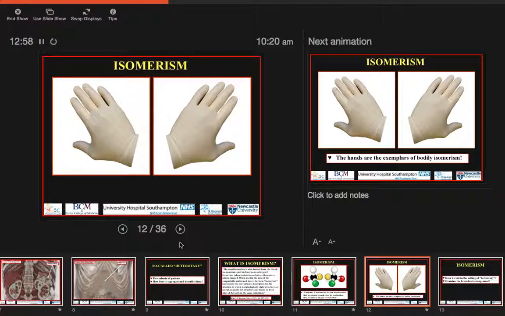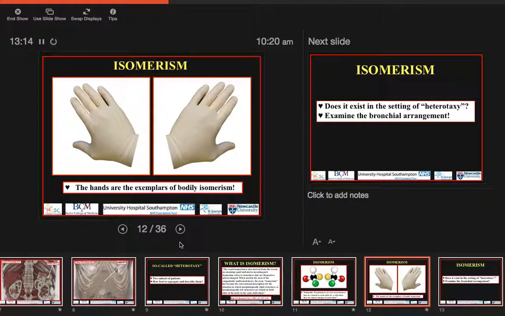So all you have to do to understand isomerism is to look at your hands. Because in all of us, the parietal structures, the limb muscles, the leg muscles, the trunk muscles, are isomers of each other. So when we think about isomerism, and we try to understand isomerism, we should remember that the hands are the exemplars of what is bodily isomerism.